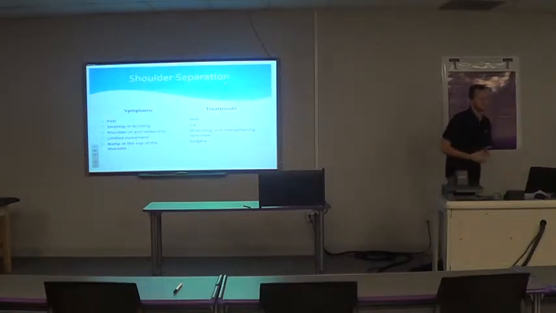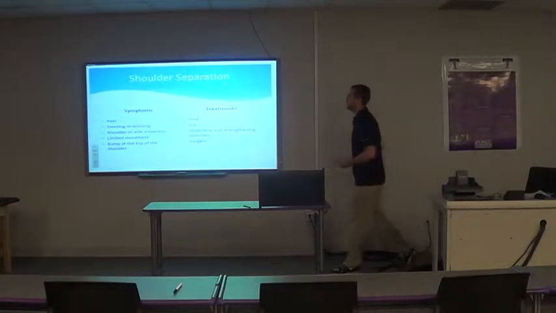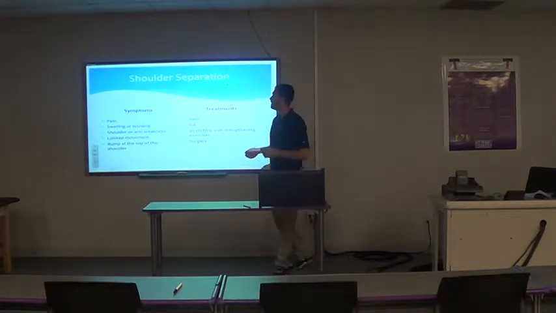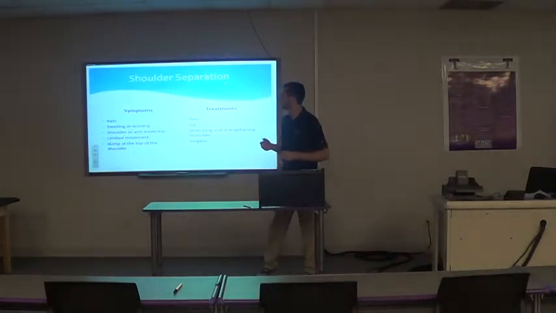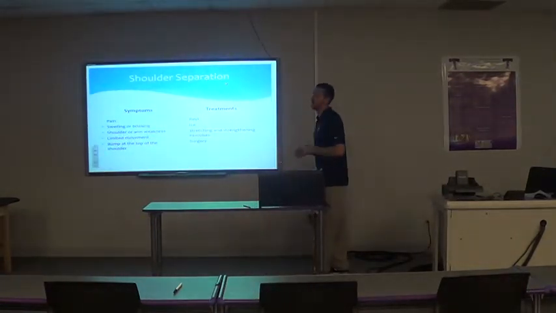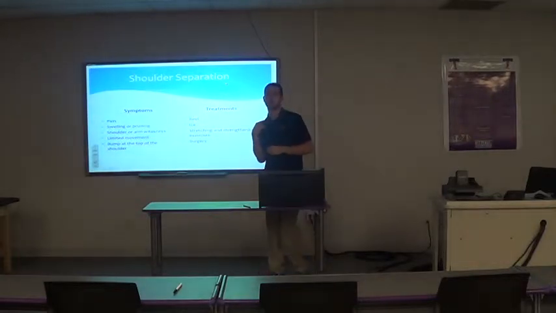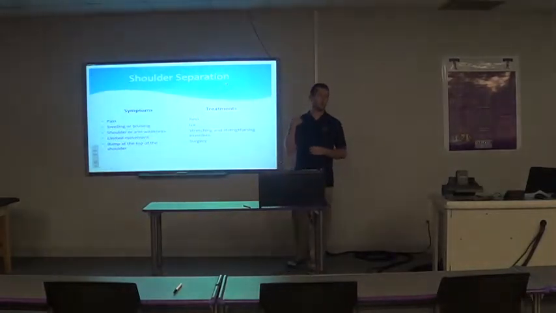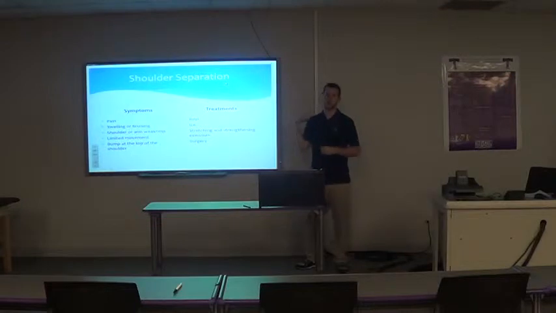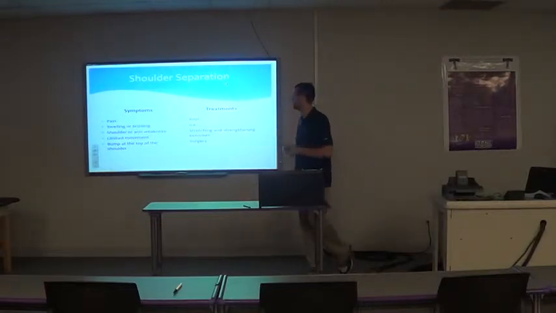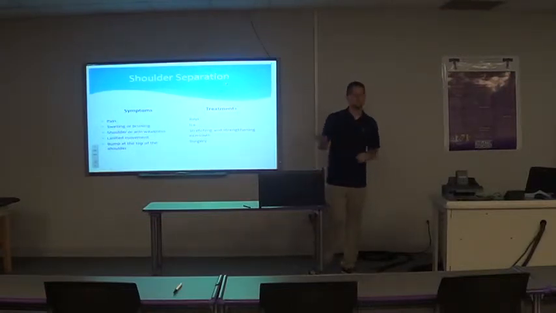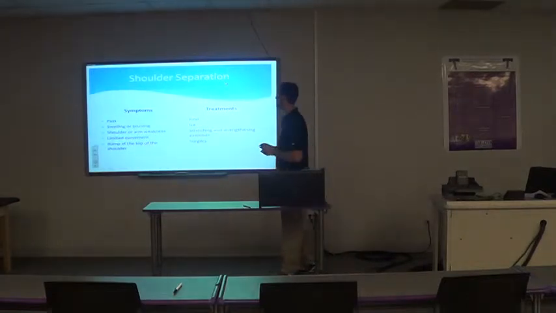And so the symptoms of it, there's obviously going to be pain, swelling and bruising, and then there's shoulder or arm weakness, limited movement, and then oftentimes you'll see a bump right there on the shoulder, kind of where the collarbone meets the head of the humerus there. So that's some of the visible symptoms of it.